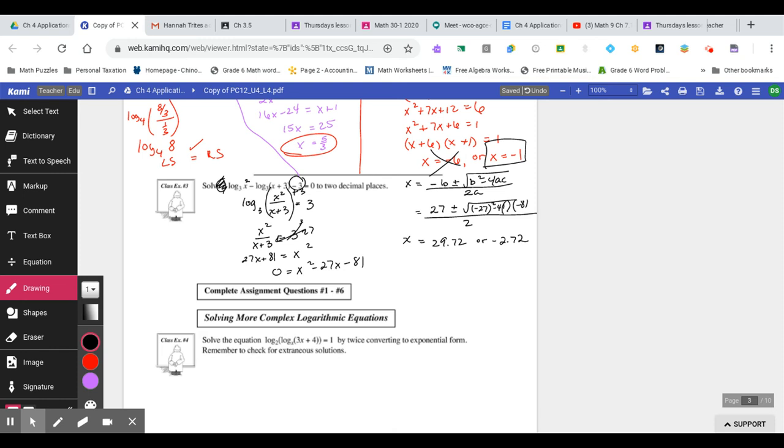Well, you have to plug those back into the original, so I'm going to erase my ugly messes over here. And if I was to put in 29.72 everywhere there saw an x, I would have positive arguments, which is a good thing. If I was to put in negative 2.72, I would not, because in the very first logarithm, it would not work. So this one is not going to work. This is going to be my answer. Good. Okay. Moving on.